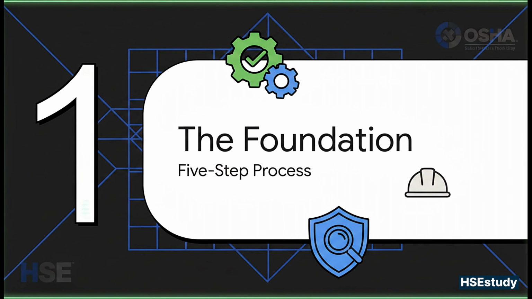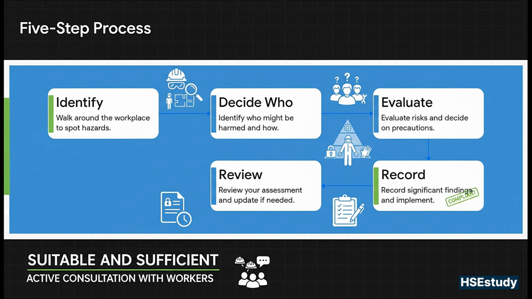Section 1. The foundation, the 5-step safety process. This framework right here is the absolute bedrock. It's heavily pushed by international safety bodies like the HSC and OSHA, and it breaks down into 5 really straightforward steps. Step 1, you identify hazards by actually getting out there and walking the workplace. Step 2, decide exactly who might be harmed. And hey, don't forget vulnerable groups like young workers or temporary contractors.